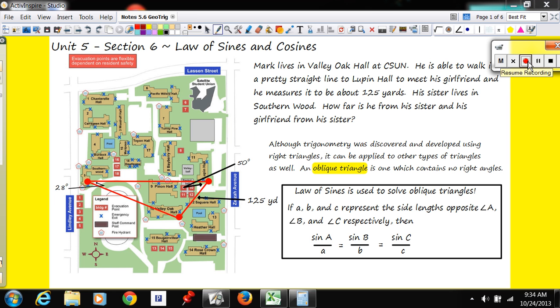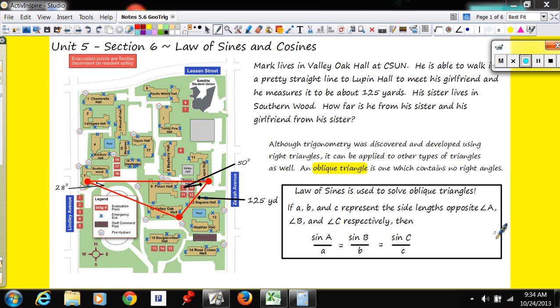Alright, so let me get started again. Alright, so here we're going to talk about a section called law of sines and law of cosines. Let me just highlight this stuff. Like I said, the only thing you'd have to copy down would be what would be in this box right here. It says Mark lives in Valley Oak Hall at CSUN.